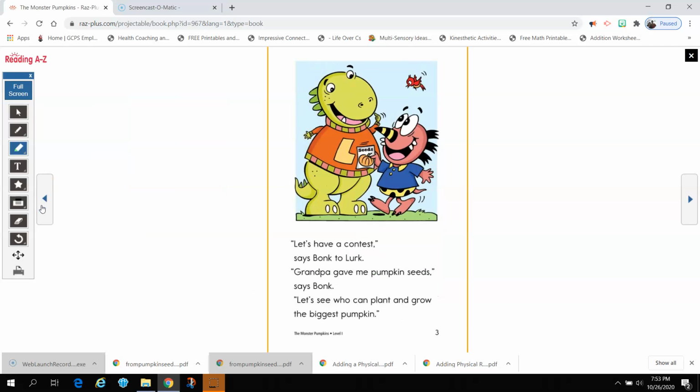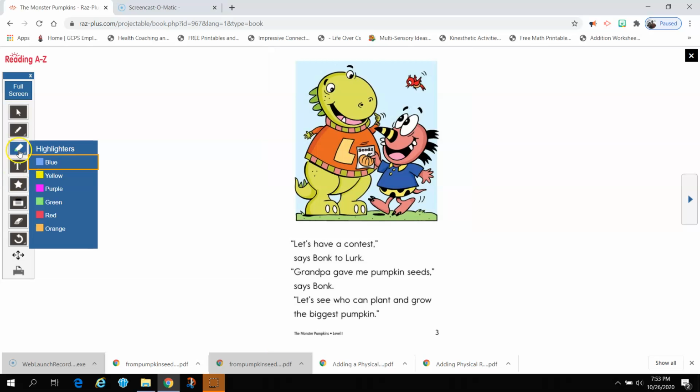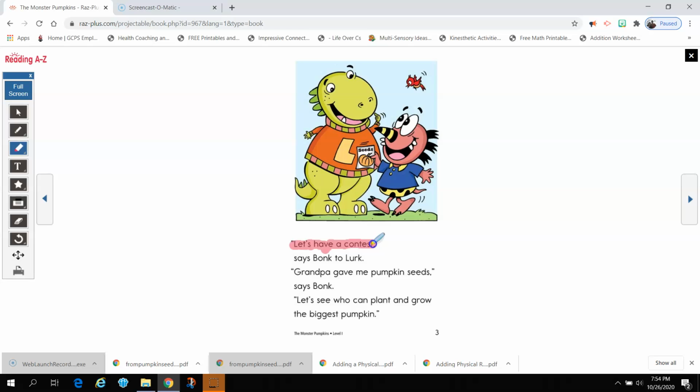Was it Lurk's idea or Bonk's idea to do this pumpkin contest? Well, let's go ahead and highlight Bonk in red since he's red. All right, and so now we know everything else in this story that has quotation marks is Bonk, because we've already looked at all of them. So let's look at this and see what are some of the things that Bonk says. Bonk says, "Let's have a contest." Right there, we figure it out. Bonk had the idea to have the contest.